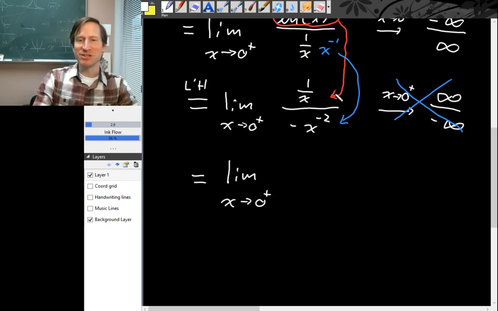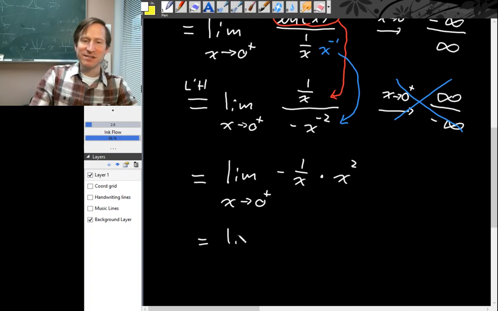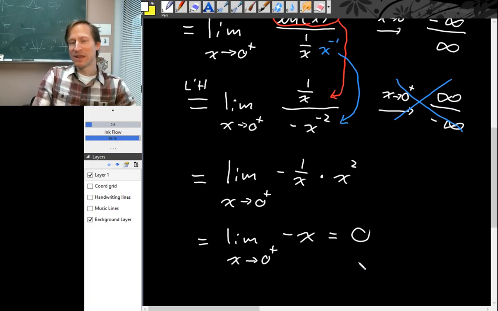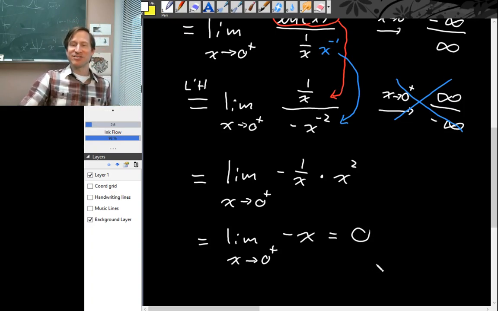And you can see why we should simplify this expression. We get 1 over x. This x to the minus second, that's really times x squared in the numerator. Don't forget this minus sign. There's a minus sign out front. And when we finish simplifying this expression, the limit as x goes to 0 from the right, it's just minus x. And we can take the limit of that. As x goes to 0, minus x is just 0. So this entire limit is just 0.